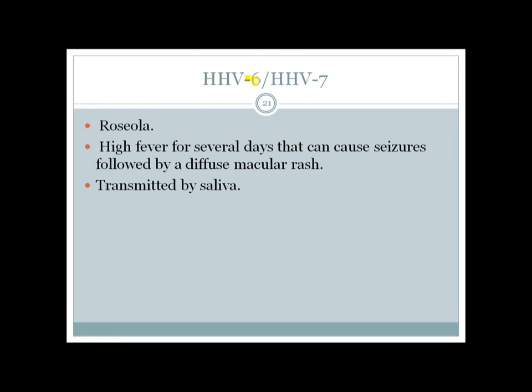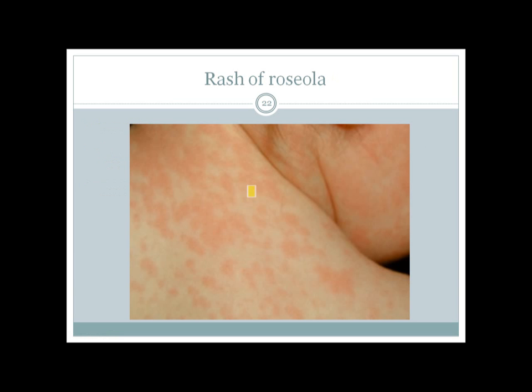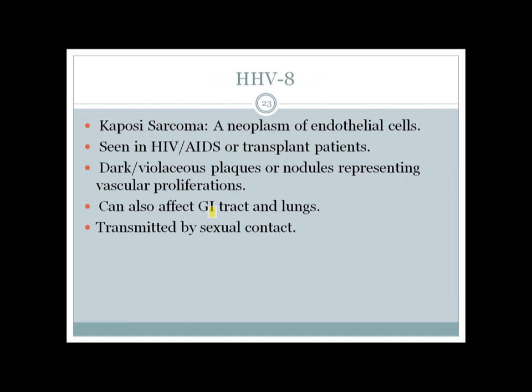So you have the human herpesvirus type 6, which will cause roseola, but type 7 can also cause roseola. And roseola is a disease which can manifest fast with high fever. Later, it can be associated with seizures and ultimately a diffuse macular rash. And it is also transmitted by saliva. And here you can see some diffuse macular rash of roseola. Maybe this patient had a period of fever followed by seizures, and now she's having a rash.